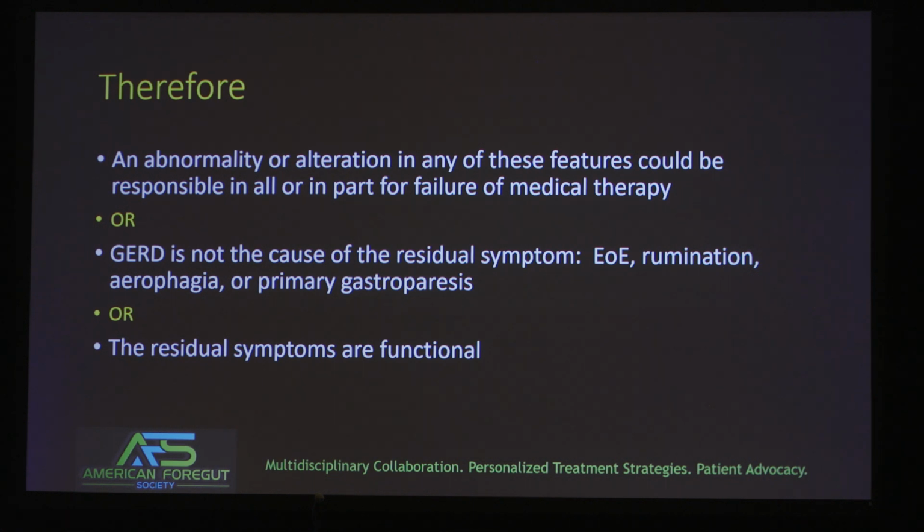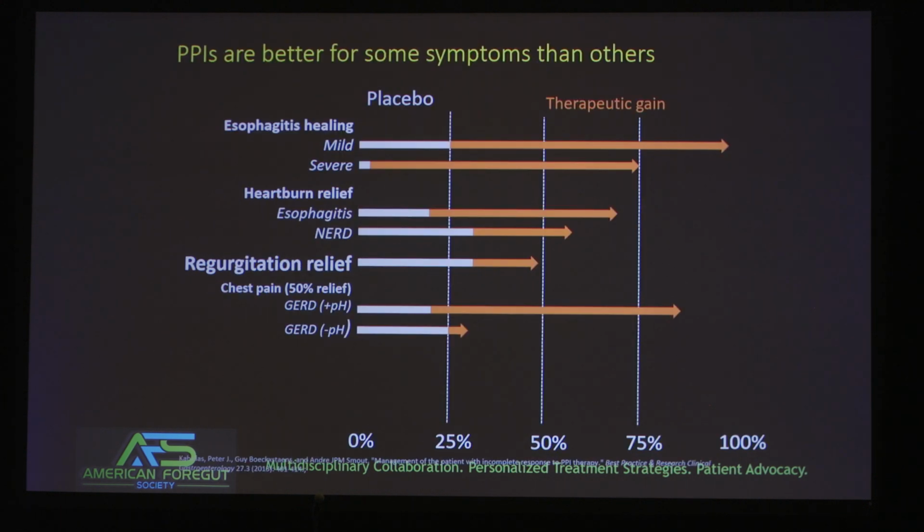So, an abnormality or alteration in any of these features could be responsible in all or in part for the failure of medical therapy, or perhaps GERD's not the cause of the residual symptoms. There's another problem. Joel talked about overlap between EOE and GERD, ruminators, aerophagics, gastroparetics. And then finally, the residual symptoms are functional, and those whys need to be dissected. Now, Peter was kind enough to let me use this slide in a way that I hope fits into this talk.